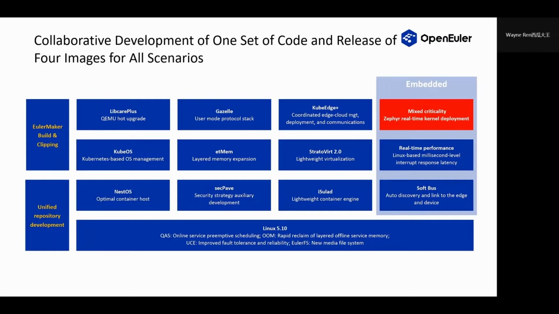And considering the different requirements of different scenarios, different features are also developed. For example, iSulad, a lightweight container engine; StratoVirt 2.0, a lightweight virtualization. Especially in embedded scenario, we have mixed criticality with Zephyr as partner, real-time enhancement, soft bus, and these features I will introduce further later.